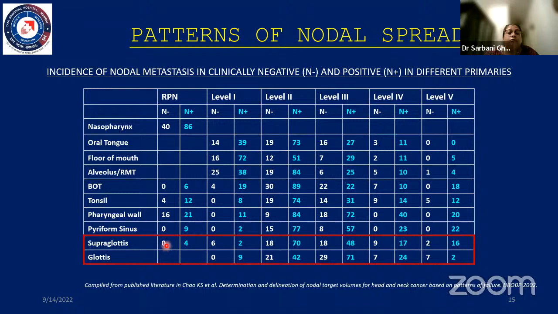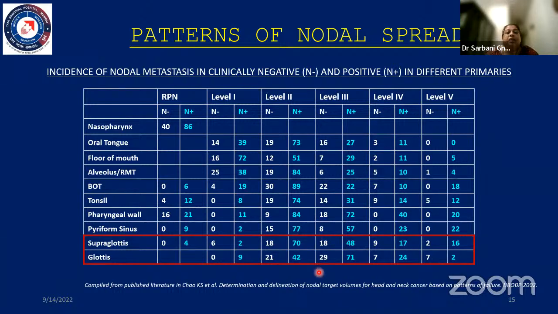What I would like for you to note here is the involvement of the various levels of lymph nodes, depending upon whether the neck is clinically negative or positive. And this clearly shows you that in early stage glottic cancers, when it is N0, the chance is lower. But for supraglottis and for glottis, as you get positive lymph nodes, the chances of level 2, 3 involvement is the highest.